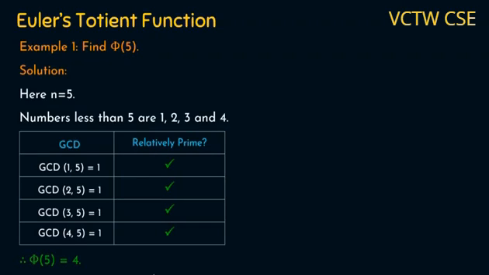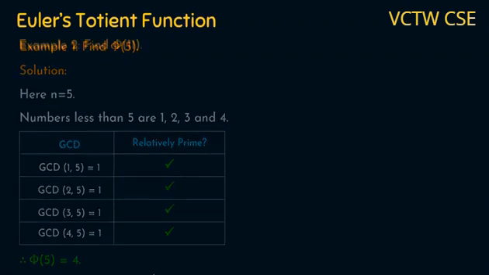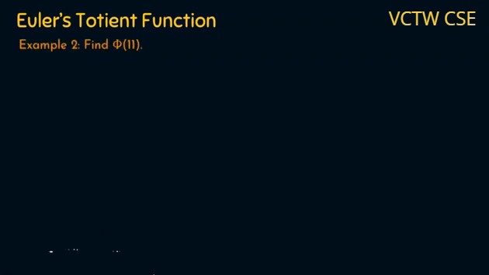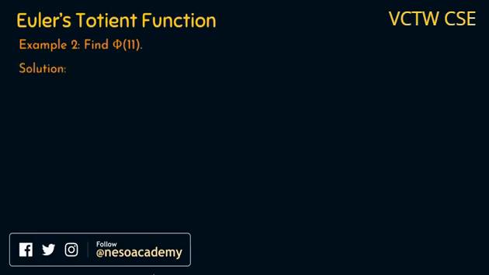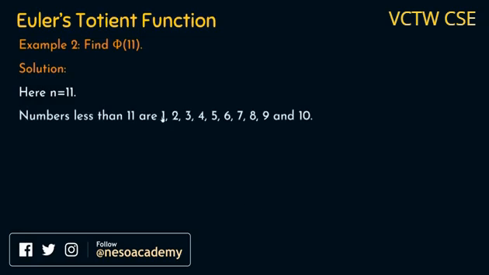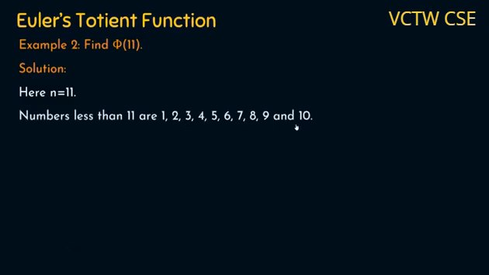Let's see another example where you will get more idea about this. In this example, we are going to compute phi of 11. We know the given data n is equal to 11. So we are going to find how many numbers that are less than 11 are relatively prime to 11. So we know the numbers that are less than 11 are 1, 2, 3, 4, 5, 6, 7, 8, 9 and 10.